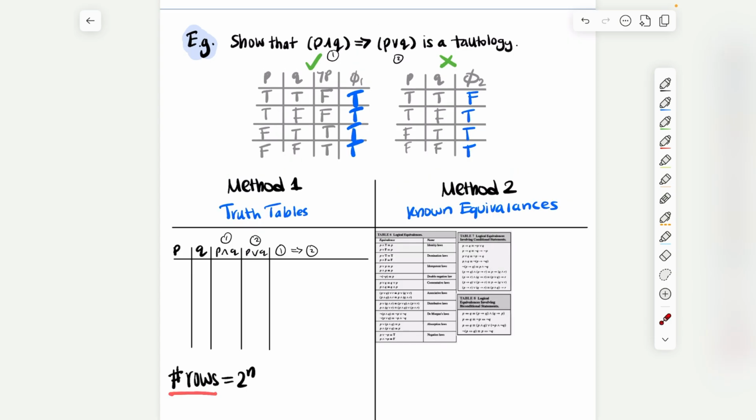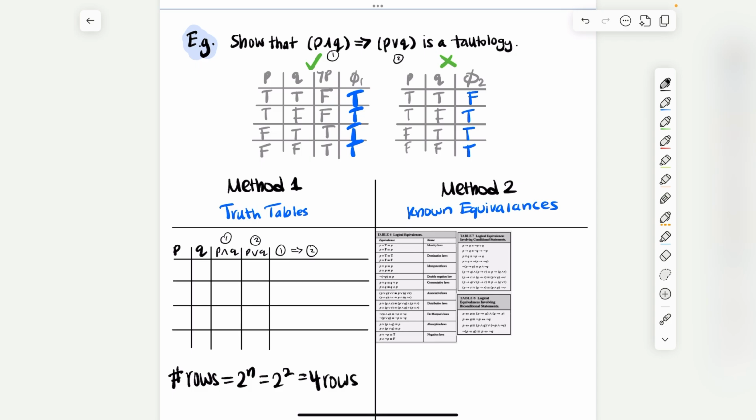How many rows do we need? Remember that the number of rows is equal to 2 to the n, where n is the number of propositions that you have. We only have 2 propositions. It's going to be 2 squared, which is 4, so we're going to have 4 rows. Now, how do we fill in the truth table? We take the number of rows divided by 2. 4 divided by 2 is 2, and then we keep dividing by 2 until we get to 1. We got to 1, so we're done.